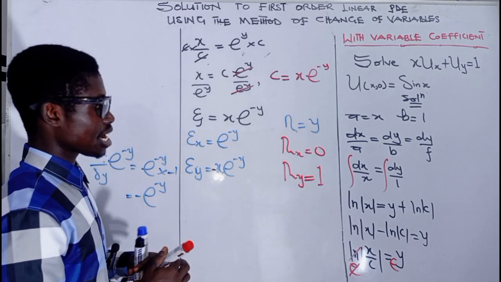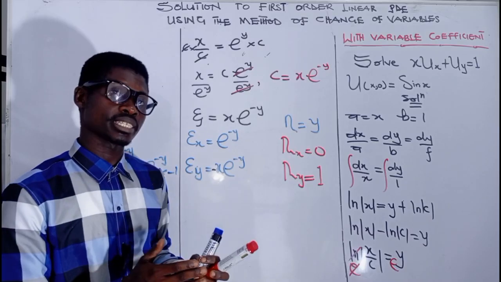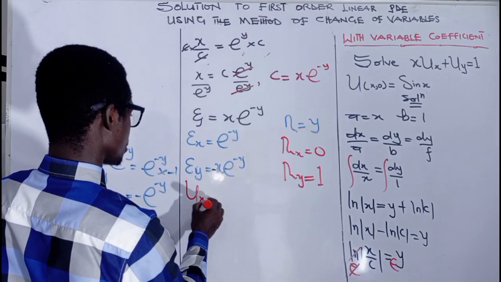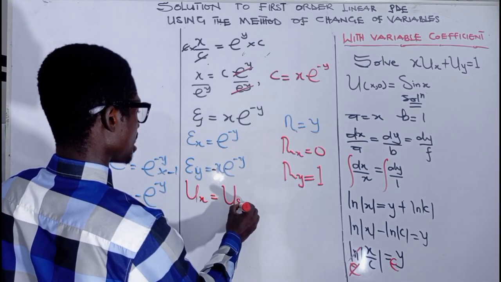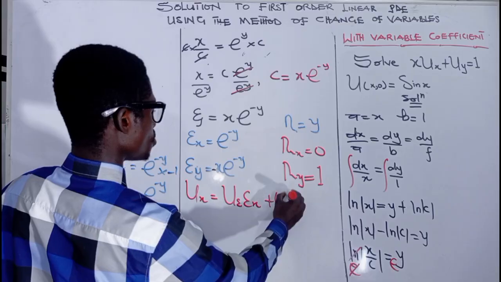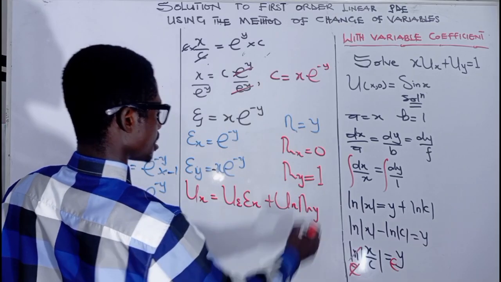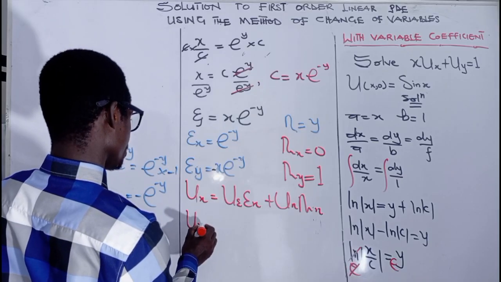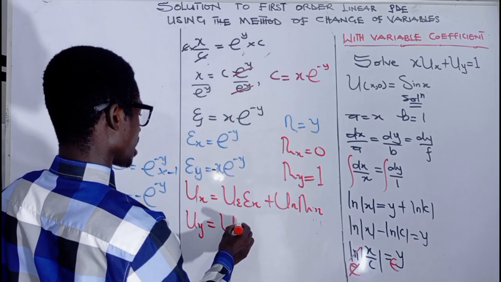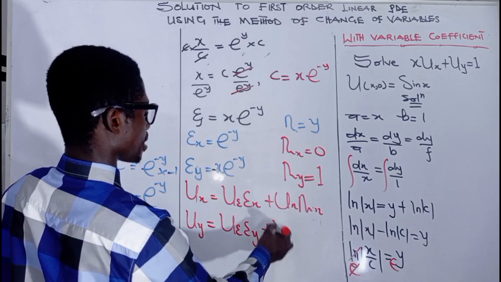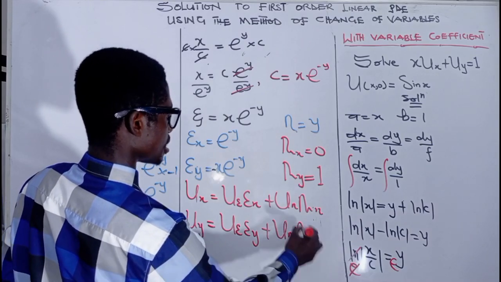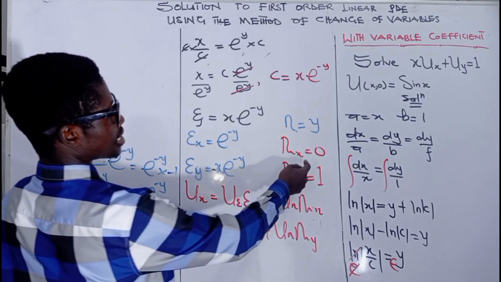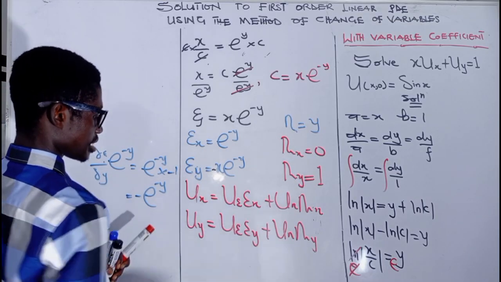Good. Now once we have this, we write down the expression for ux and then the expression for uy. So we know that ux is given as u xi xi x plus u eta eta x, sorry. And then uy is also given as u xi xi y plus u eta eta y. So we are just going to plug in xi x, xi y, eta x, eta y into this equation.